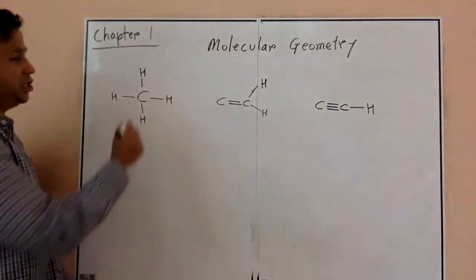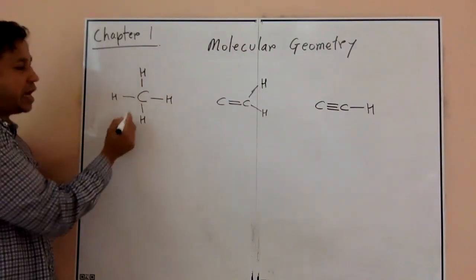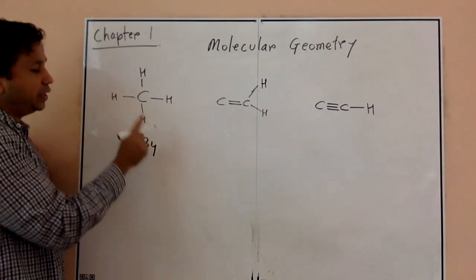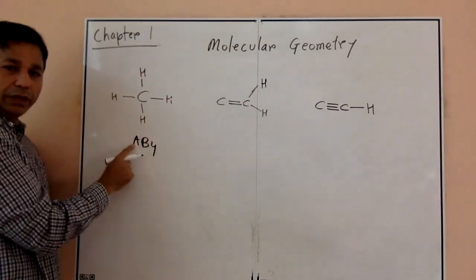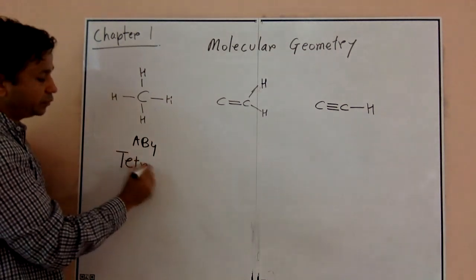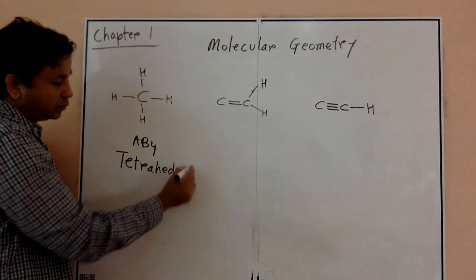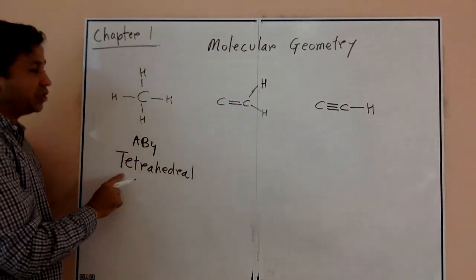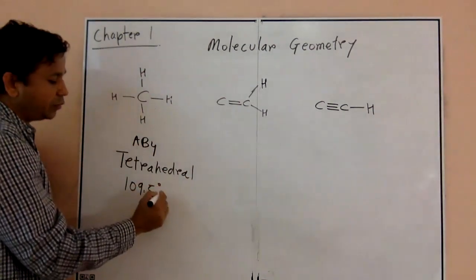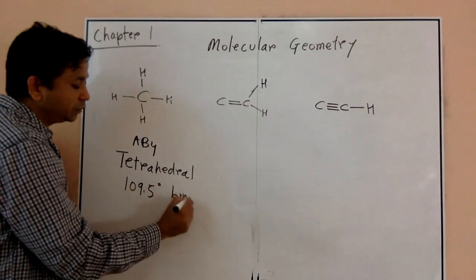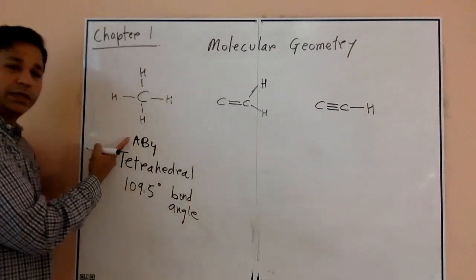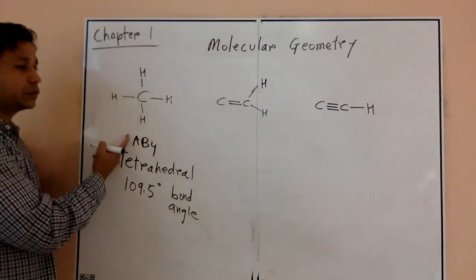If you look at the shape, let's say this is A, the central atom. This is your AB4 model, A and B4. If you have the AB4 model, then the shape is tetrahedral, and the bond angle here is 109.5 degrees. That's your AB4 model.